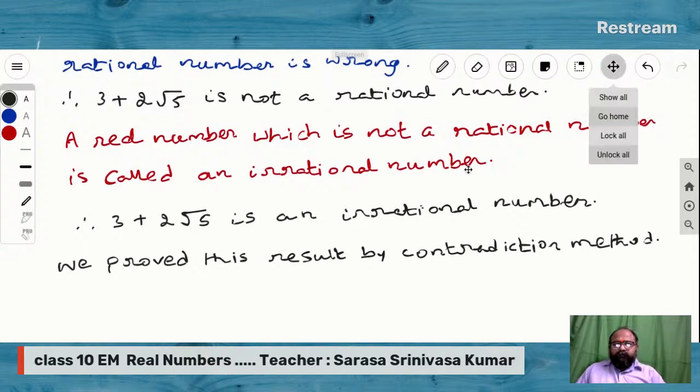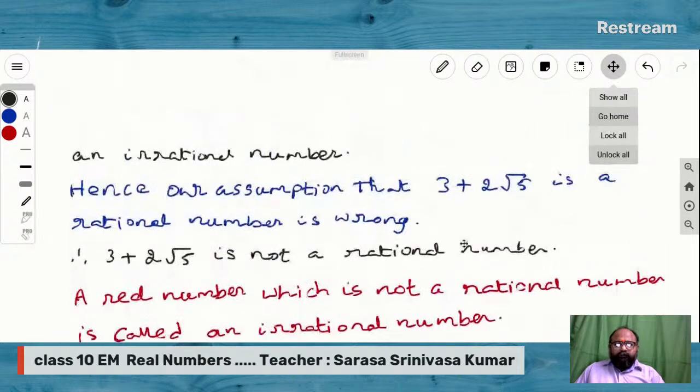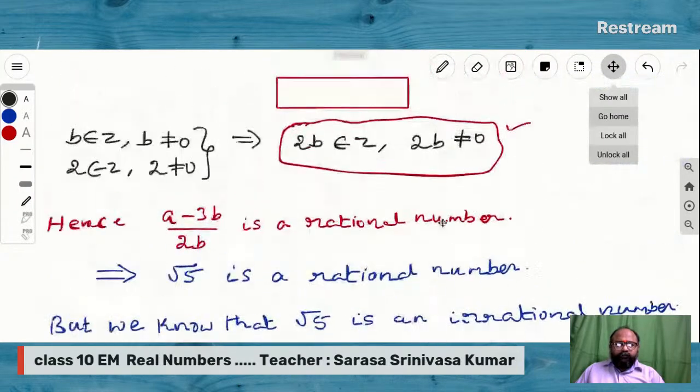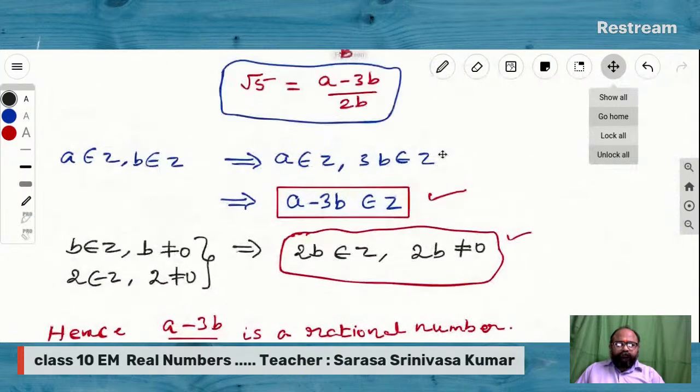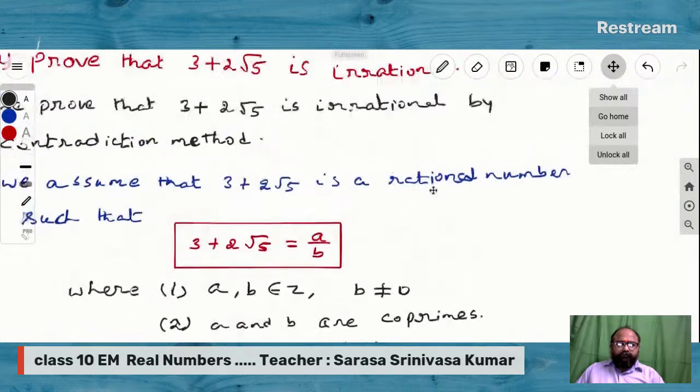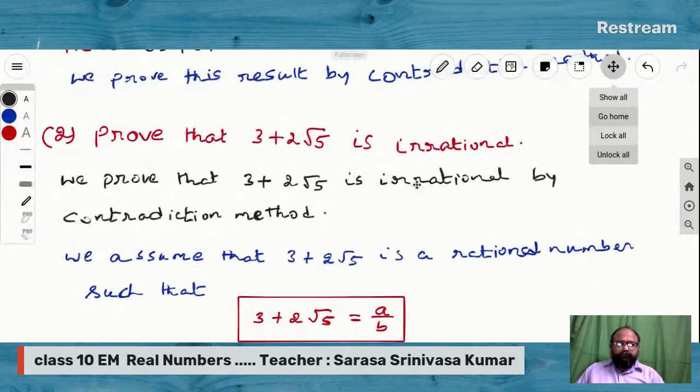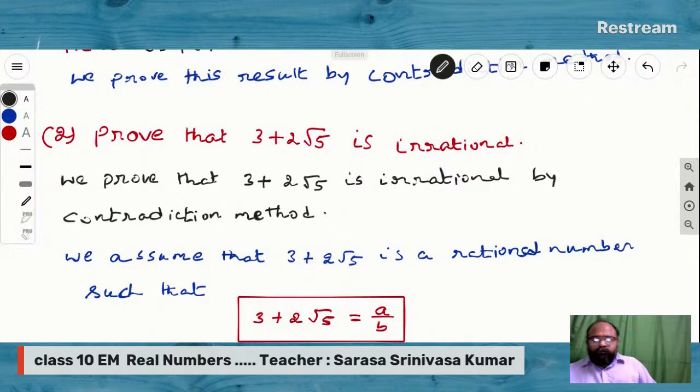Now let us discuss the problem. Prove that 3 plus 2 square root of 5 is irrational.